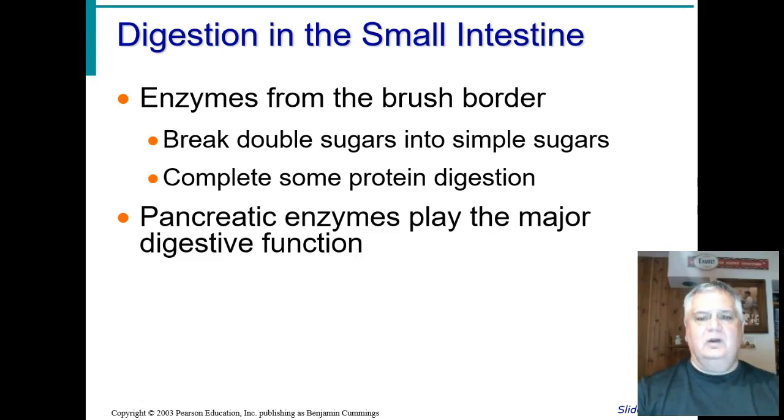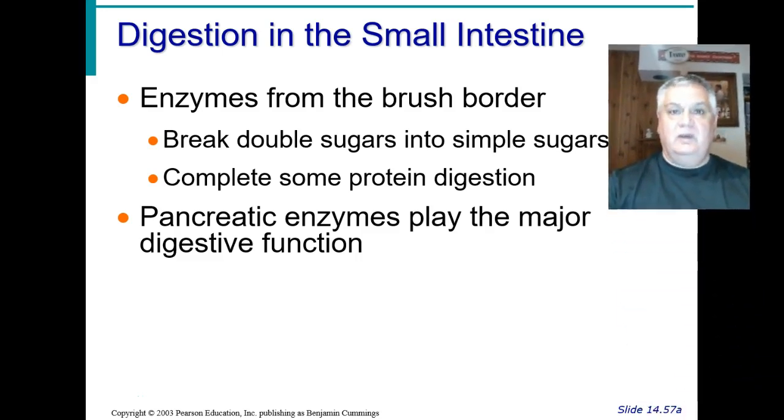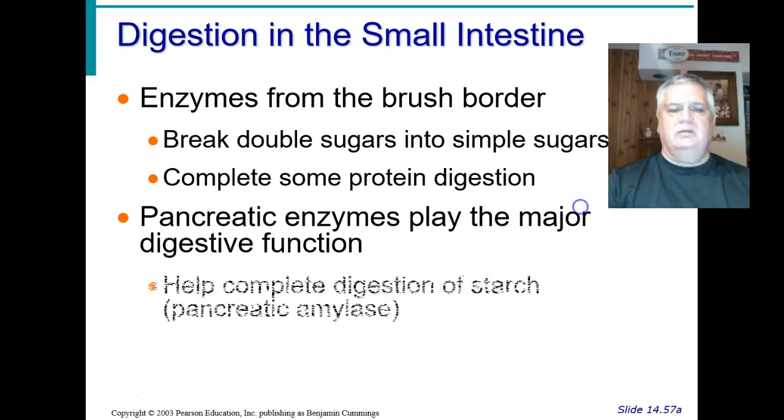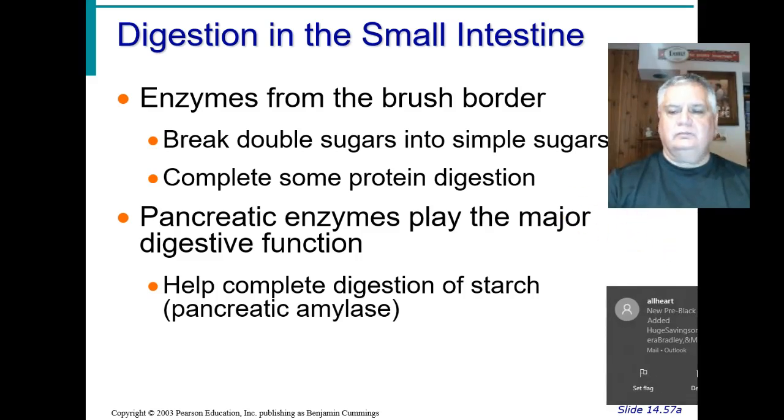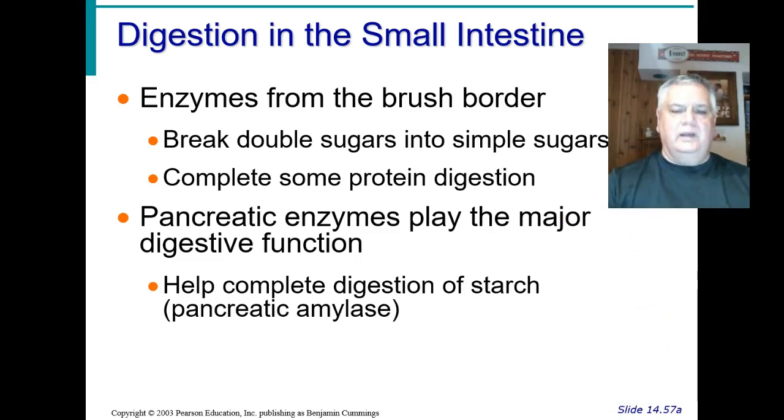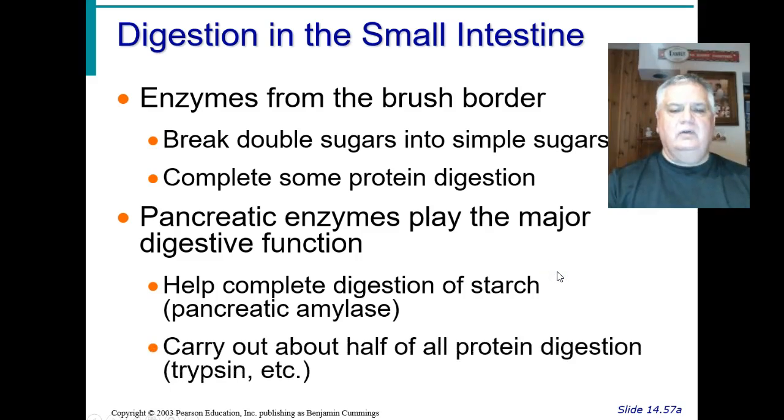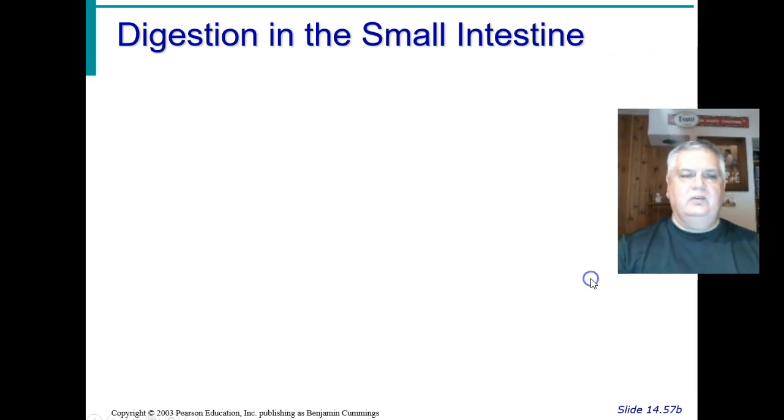Pancreatic enzymes, however, play the major role in digestive function. So what we're saying here is that most of the enzymes for chemical digestion in the small intestine are going to come from the pancreas. These enzymes will help complete the digestion of starch, and that's the job of pancreatic amylase that's produced by the pancreas. They also carry out about half of all protein digestion. For example, a new enzyme called trypsin will be delivered, as well as other enzymes to help continue the protein digestion.